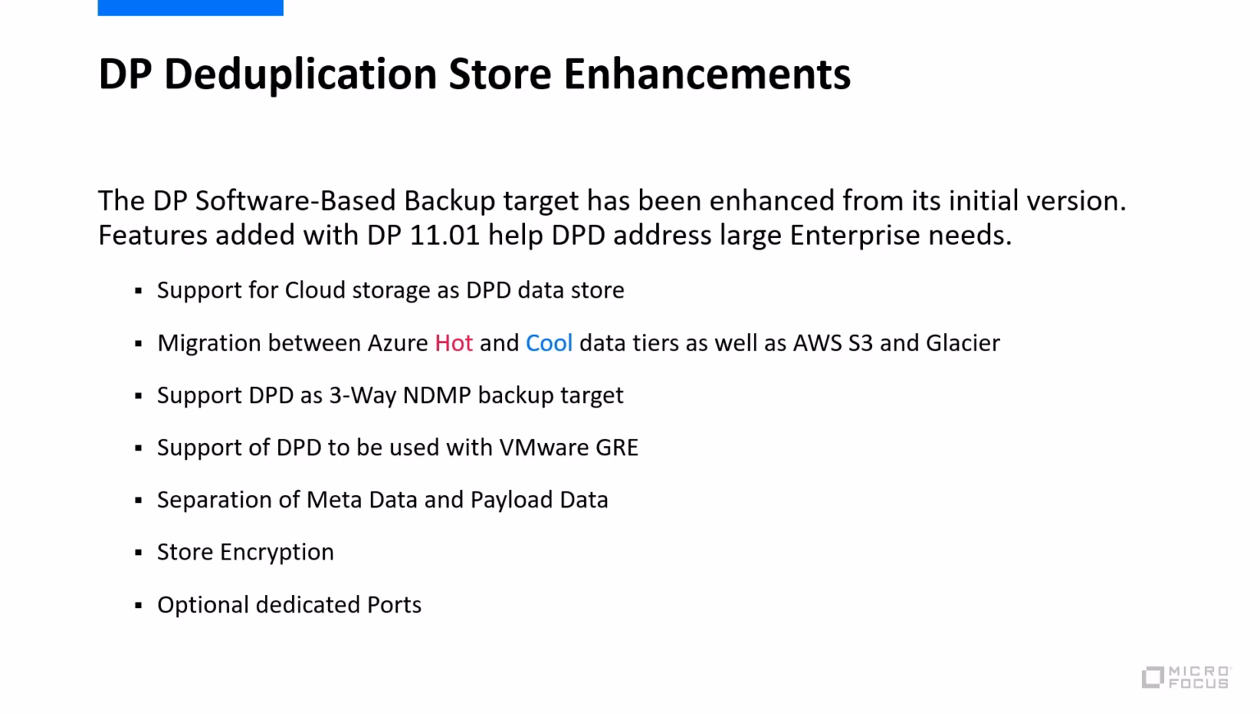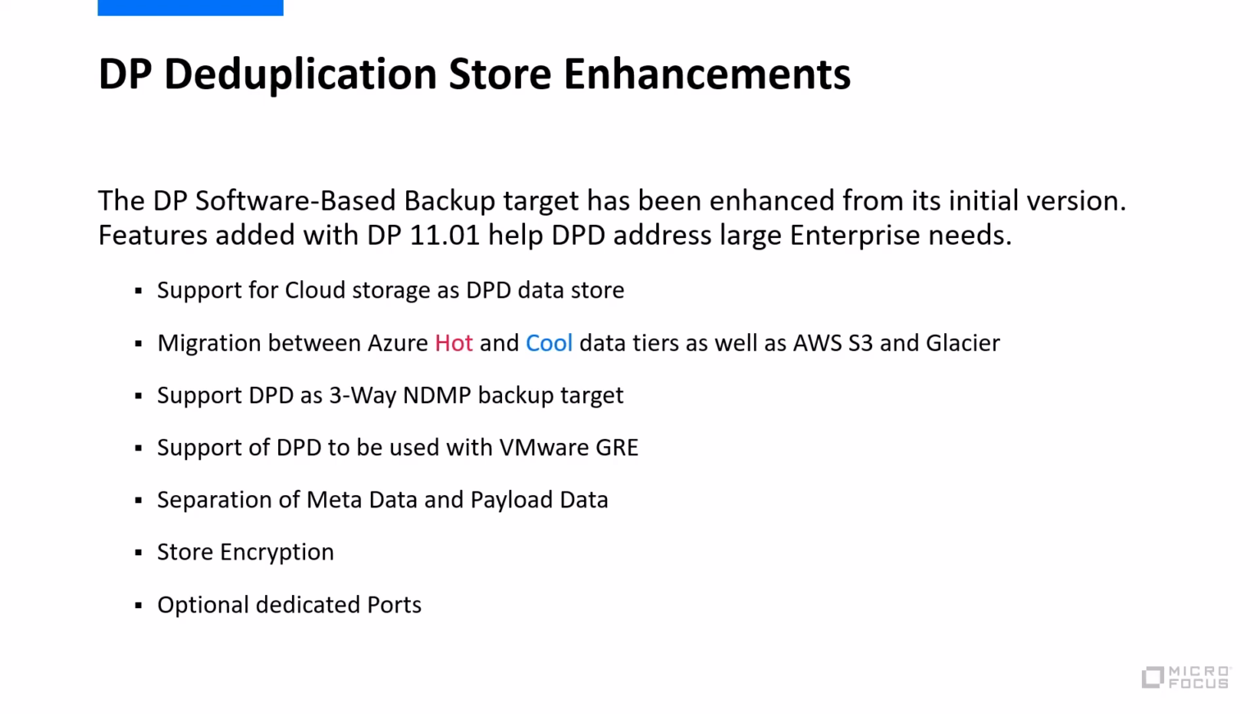First of all, it's support for cloud storage for that DPD store. You can use Data Protector deduplication to back up locally and then upload into the cloud or move data into the cloud directly. DPD becomes a cloud gateway at that very moment, optimizing your data, deduplicating the data for you. It's also capable of migrating information within the cloud between different data tiers.